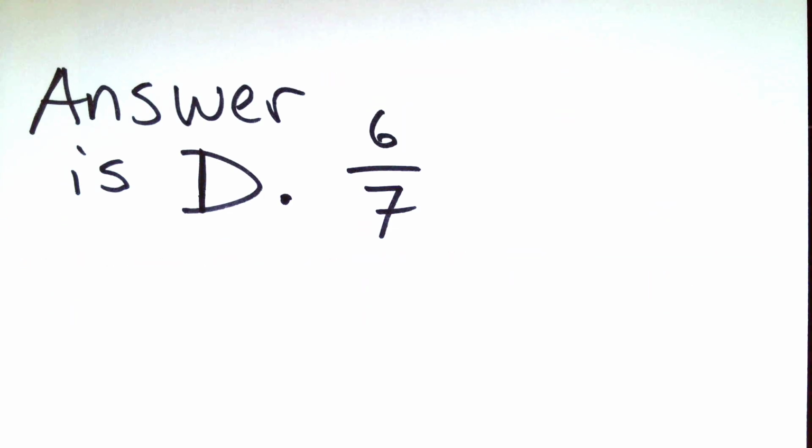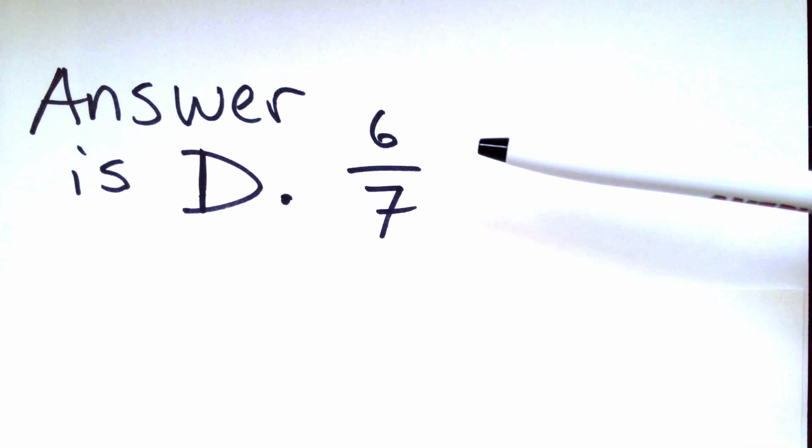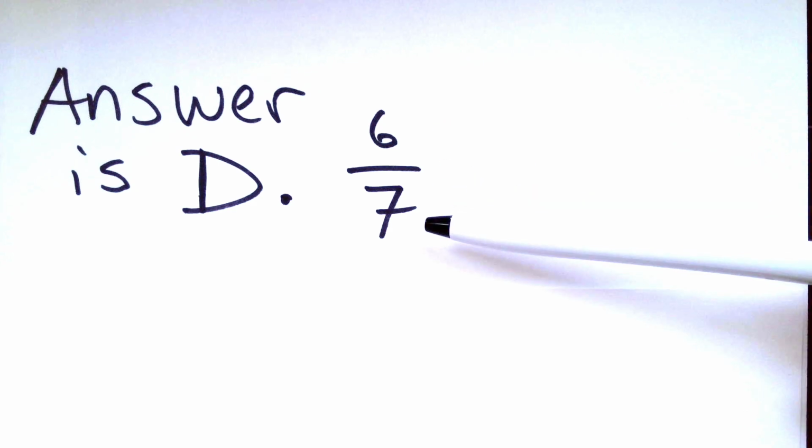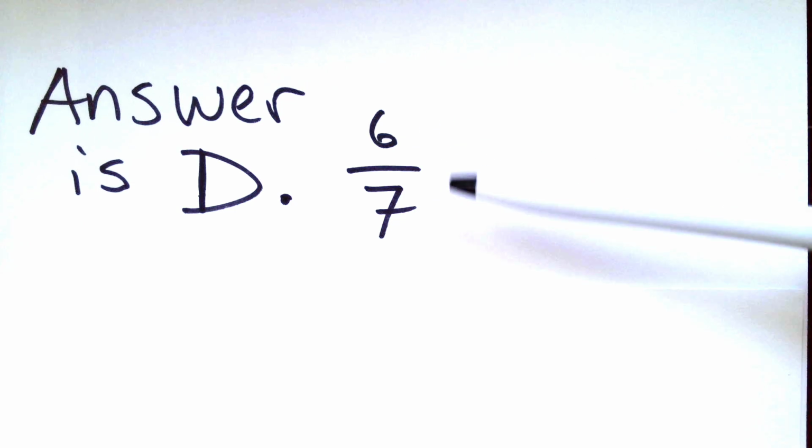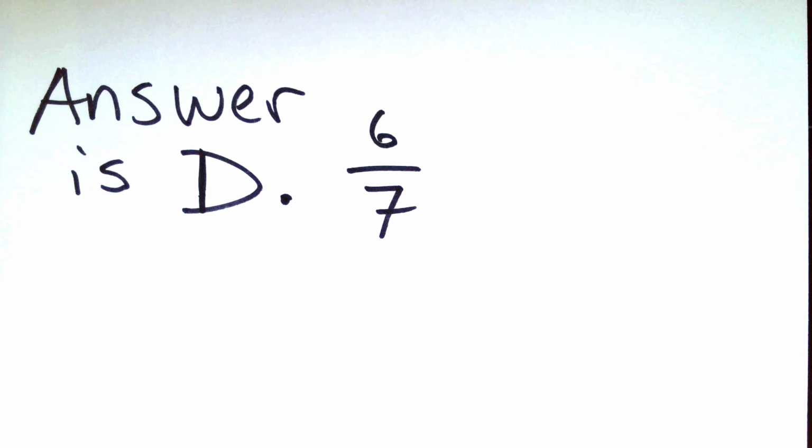Okay, so the answer for this problem is D, 6/7. So what does that mean? That means 6 out of every 7 coins will be either blue, red, or green. 6/7.